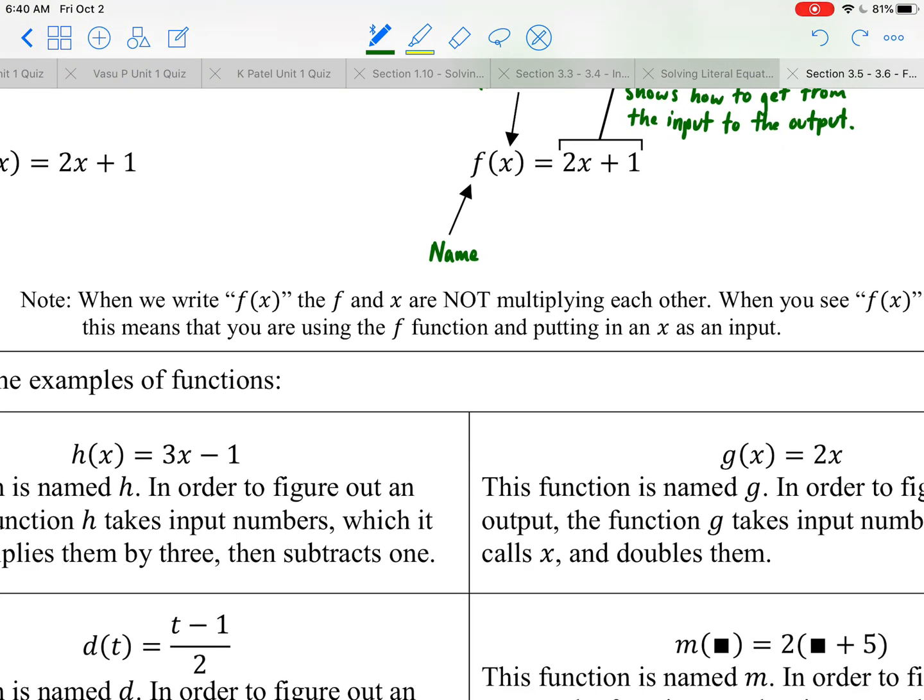Okay, and then there's a really important note here. When we write f of x, we call that f of x. That's how we say that out loud. The f and the x are not multiplying each other. This is really important. People think, oh, I'm supposed to multiply the f and the x. No, no, no. This is called function notation. So we say it's f of x.